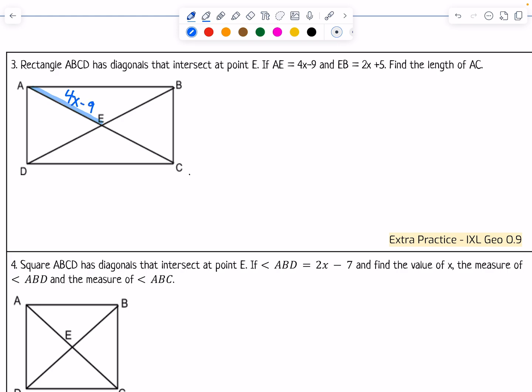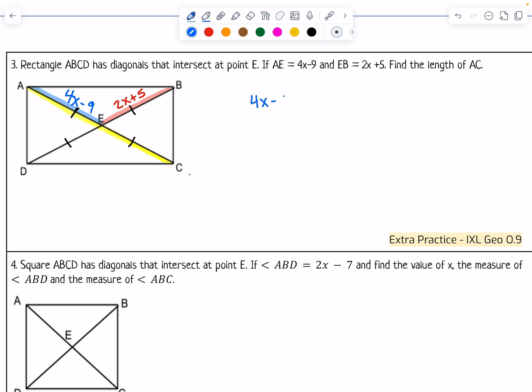And then EB, let me grab another highlighter, is going to be 2x plus 5. And they want us to find the length of AC, which is the whole diagonal. So they've given us 2 halves of diagonals, and they want the whole diagonal. So what we know is a property of rectangles is that the diagonals are congruent. And then they also, in all parallelograms, diagonals bisect each other. So that means in a rectangle that all 4 of those halves of diagonals would be congruent to each other.